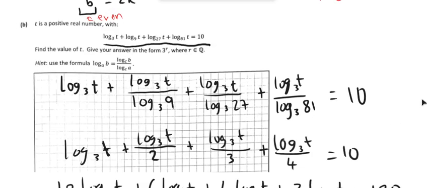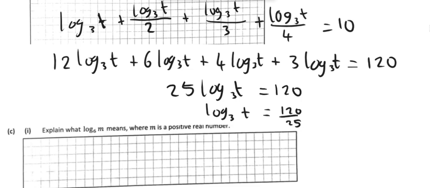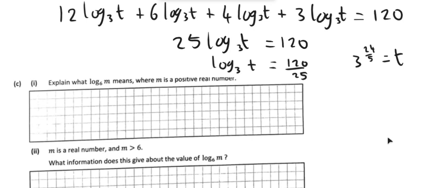And then, where did I want the answer? So give your answer in the form 3 to the power of r, where r is some element of q, so r can be a fraction. So therefore 3 to the power of 120 over 25, we can simplify that down into 24 over 5 is equal to t. So 3 to the power of that has to be equal to that. So therefore 3 to the power of 24 over 5 is the answer.